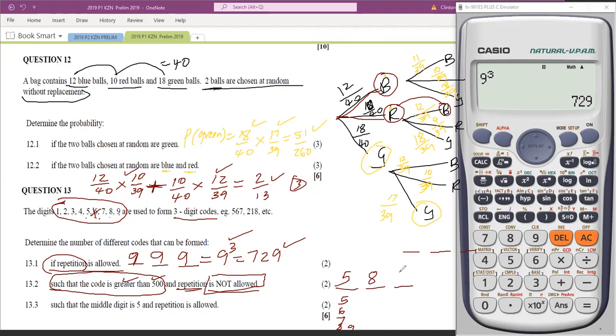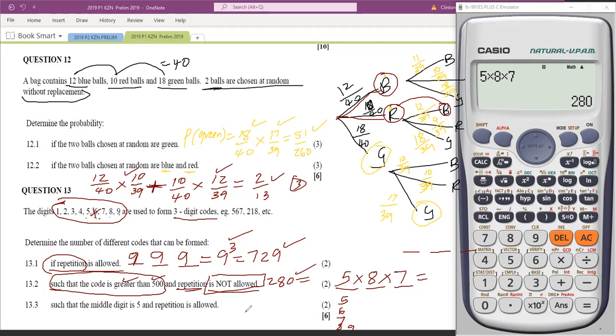So 8, and then whatever I picked, I cannot pick again. So here I'm going to have 7 options. Then you multiply those numbers, and that should be your answer. Okay, let's check what our answer is going to be. So we have 5 times 8 times 7, which is 280. So here we have 280 possible options.